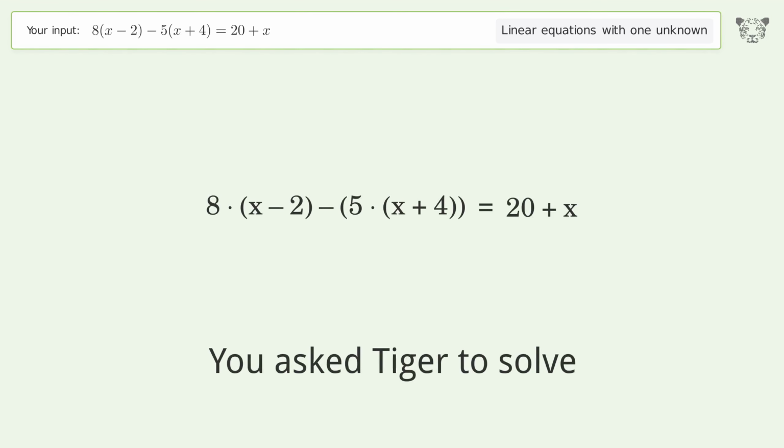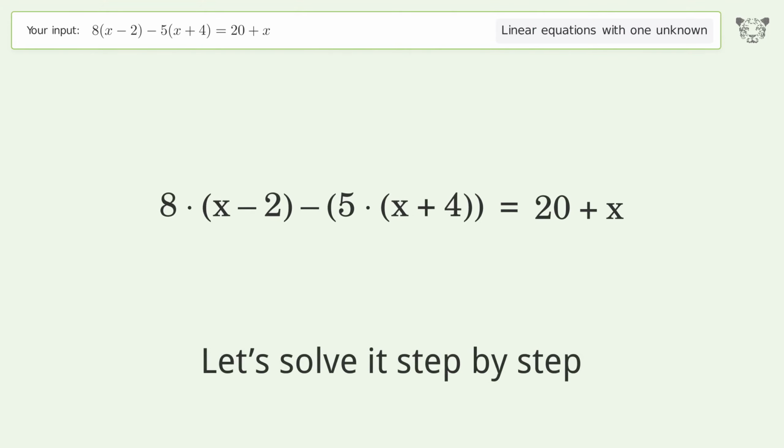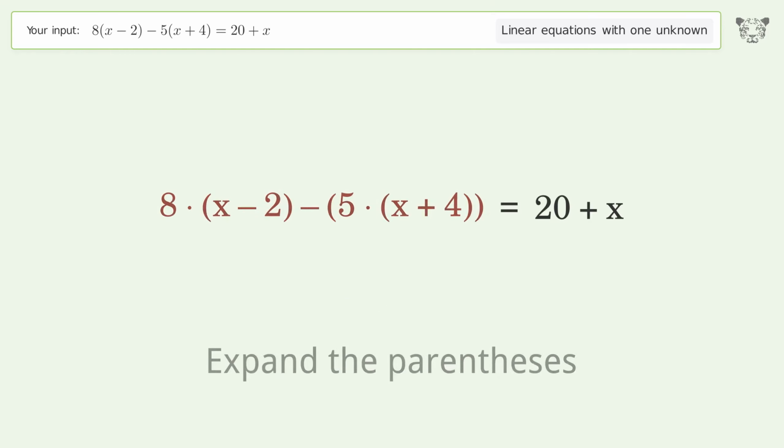You ask Tiger to solve. This deals with linear equations with one unknown. The final result is x equals 28. Let's solve it step by step. Simplify the expression. Expand the parentheses.